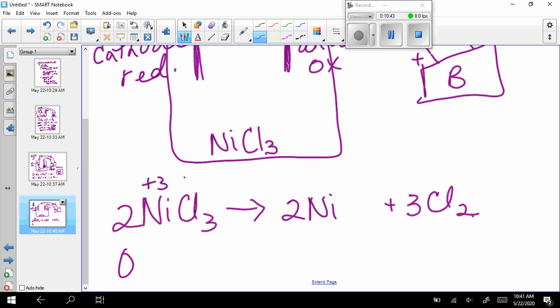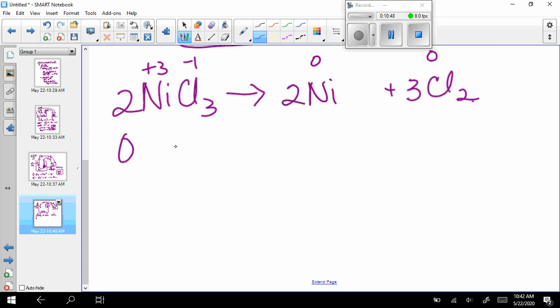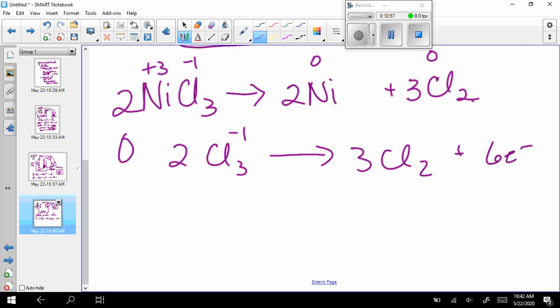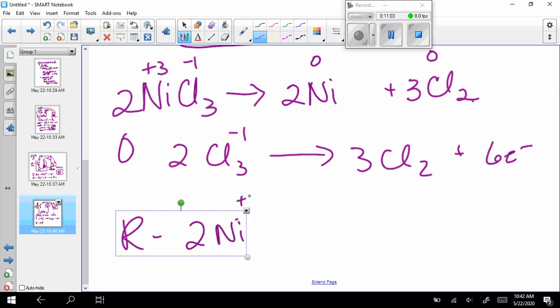This is a +3, this is a -1. You're alone, so you're 0. So 2 Cl3s at -1 becomes 3 Cl2s, plus I would have to lose 6 electrons. The reduction, 2 Ni plus 3s plus 6 electrons would give me 2 Nis, because it changed by 3 times 2 atoms. 3 times 2 is 6 electrons.